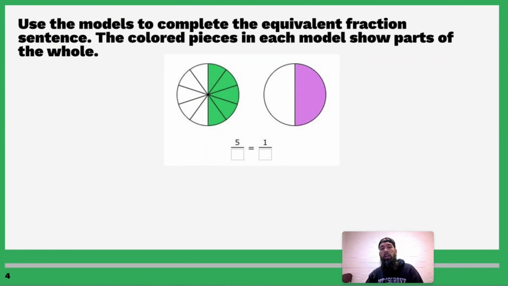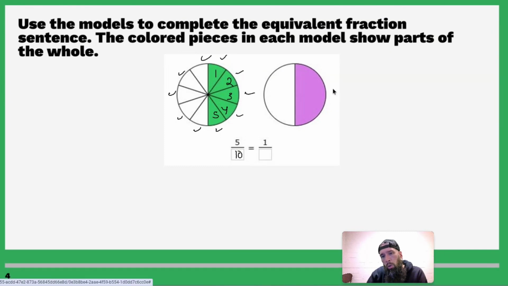Okay? All right. Use the models, same directions. Oh, but now we don't have denominators in each of them. So let's fill in the denominators for each of them. So let me see. This has 1, 2, 3, 4, 5, 6, 7, 8, 9, 10 total spots, which means 10 is going to be my denominator. And yeah, 1, 2, 3, 4, 5 were colored in. So this guy is 5 out of 10. You have just 2 spots, and only 1 is colored in. So it's safe to say that 5 over 10 and 1 over 2 are equivalent, the same exact thing.